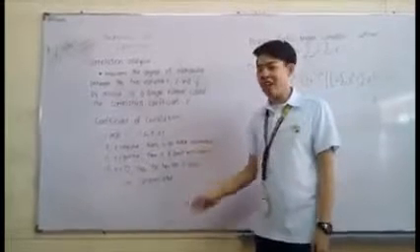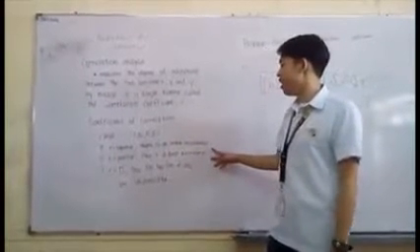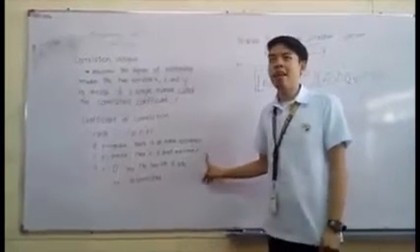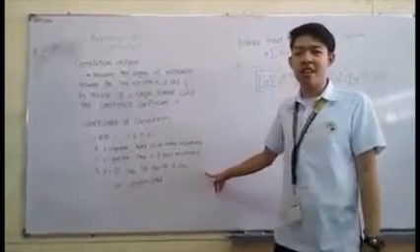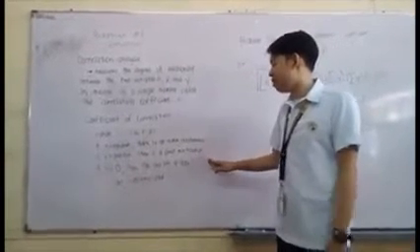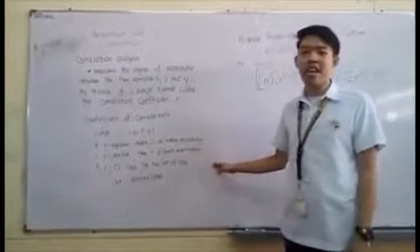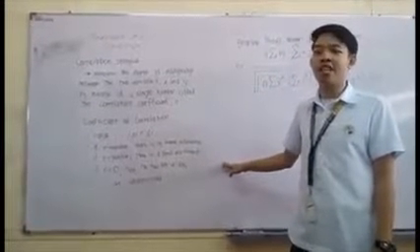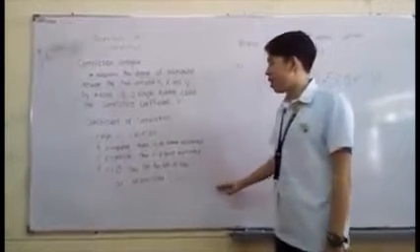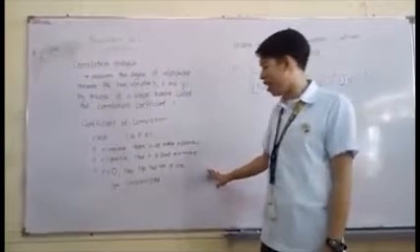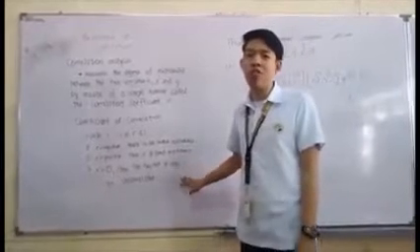If r is negative, there is an inverse relationship between x and y. It means that if x is increasing, then y is decreasing. If r is positive, there is a direct relationship between x and y. If x is decreasing, then y is also decreasing, and vice versa. If r is equal to 0, then the two sets of data are uncorrelated. It means there is no correlation.